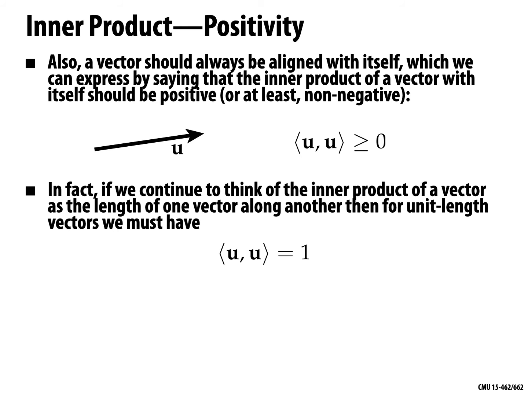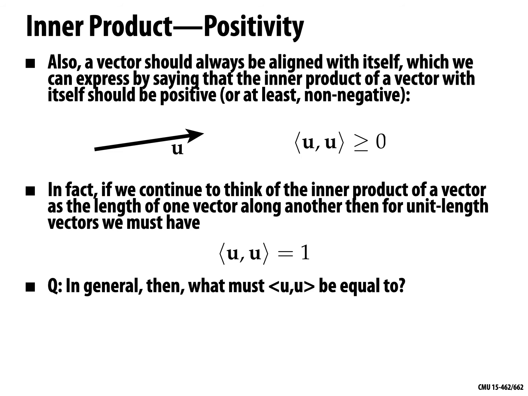For a unit vector, it's really just the length of that vector, 1. Okay, the length of the shadow of a unit vector on the same unit vector is 1. So in general, what must u inner product with u be equal to? What do you think?